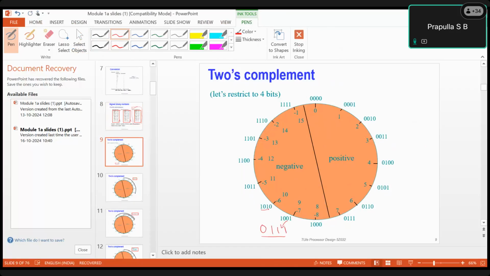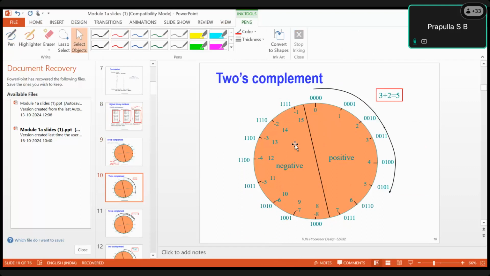So this will become plus 7, means this is minus 7. So how do you know this is minus 6? So 0101 and add 1 to this, 0110. So this is plus 6. Correct? So means this is minus 6. Like this, these are the representations. Okay.